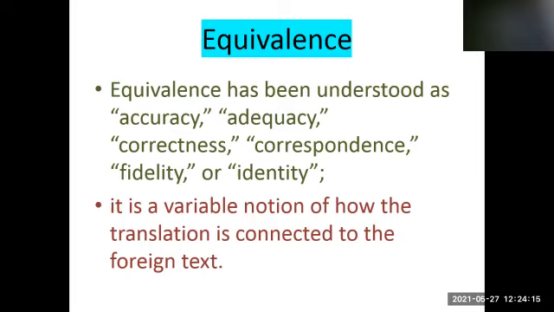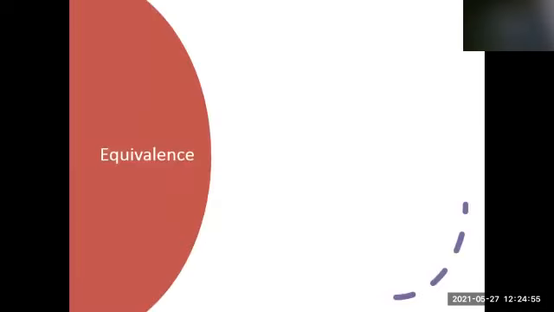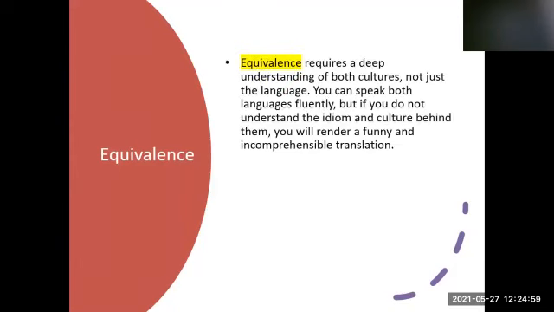Because sometimes we read a translation that comes out very different from the original text, the source text. So equivalence is one of the most important concepts. It is a variable notion of how the translation, the TT, target text, is connected to the foreign text or source text, the ST. Equivalence, in order to render an equivalent, correct, accurate, honest translation, requires a deep understanding of both cultures, the source culture and the target culture.